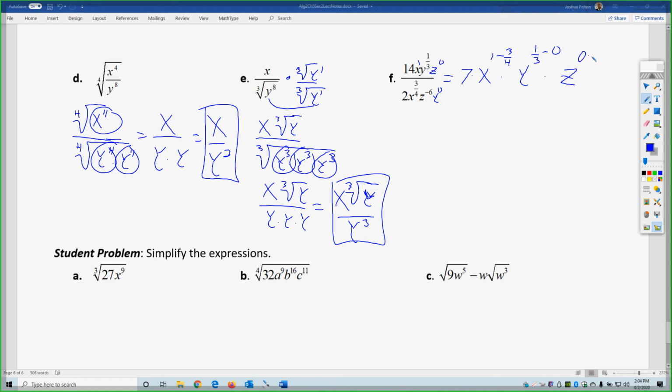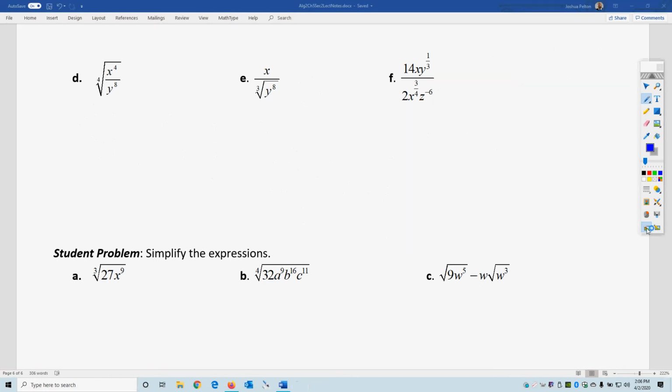So it's 0 minus -6. Because remember, the quotient rule of exponents is subtract. So 6x, so 1 minus 3/4 is 1/4, times y to the 1/3 times z to the 6th. Okay. All right, pause the video, try the student problems for yourself.